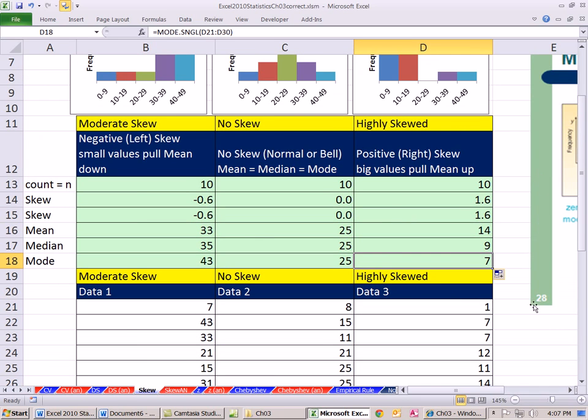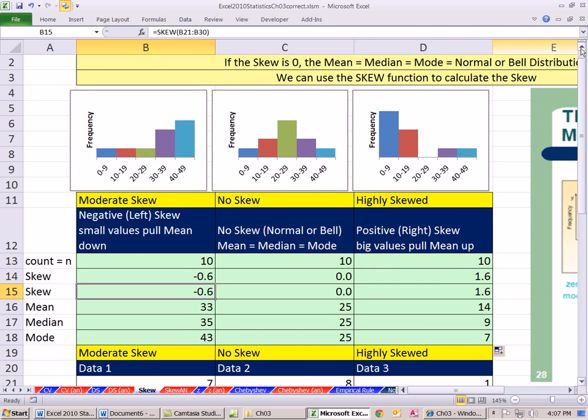This will always be the case when we're talking about skew. This is a negative skew. The mean is going to be pulled down. That means the median, the one in the middle, will always be bigger, and the mode will be bigger. So these two are always going to be bigger than the mean. How about if there's no skew at all? Then mean, median, and mode are all the same values.